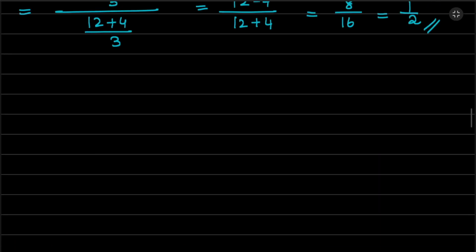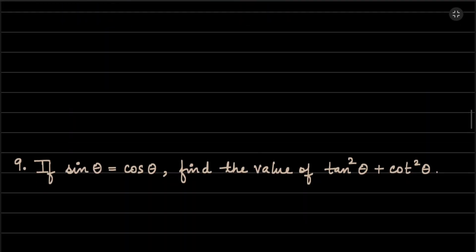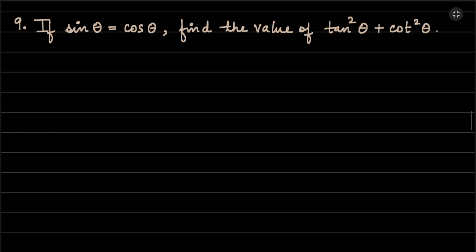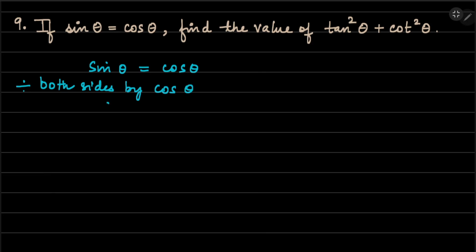Is it the 9th question? Yeah, 9th question for today. If sine theta is equal to cos theta, then find the value of tan square plus cot square. Again, very easy. So you are given sine theta is equal to cos theta. Either you can divide both the sides by cos theta. In that case, what do you get? You will get sine theta by cos theta is equal to cos by cos, which is 1. So you are getting tan theta is equal to 1.